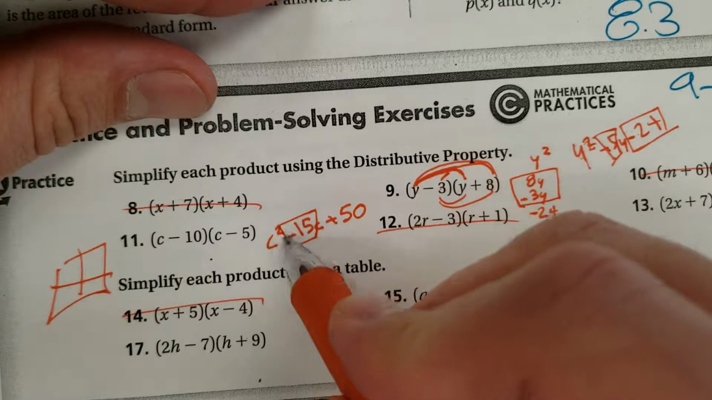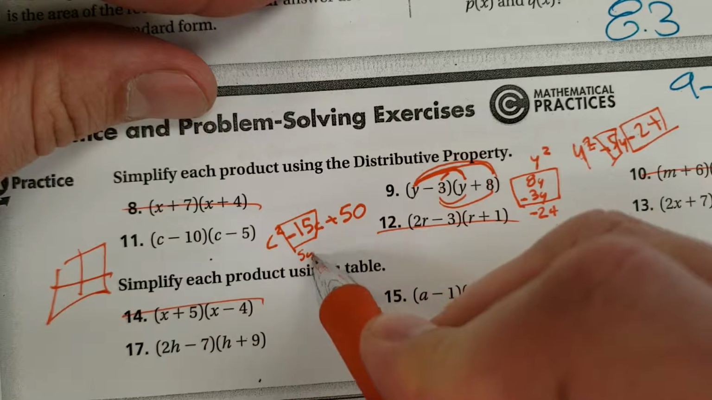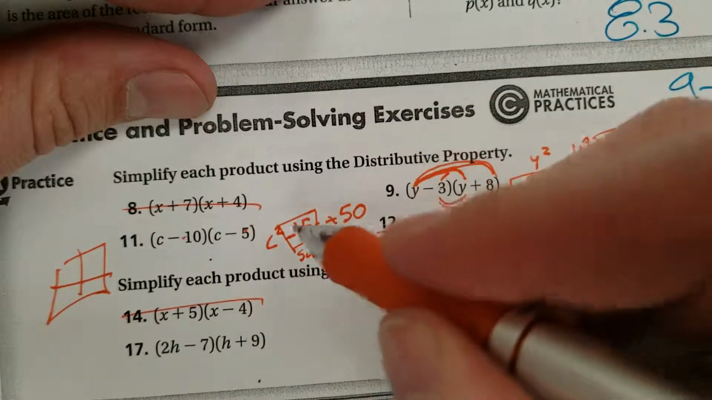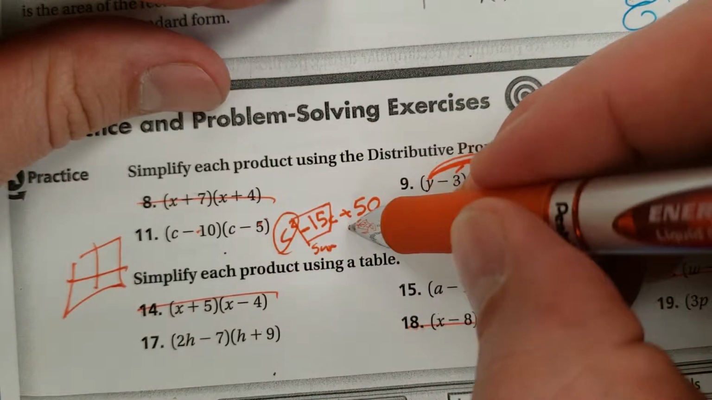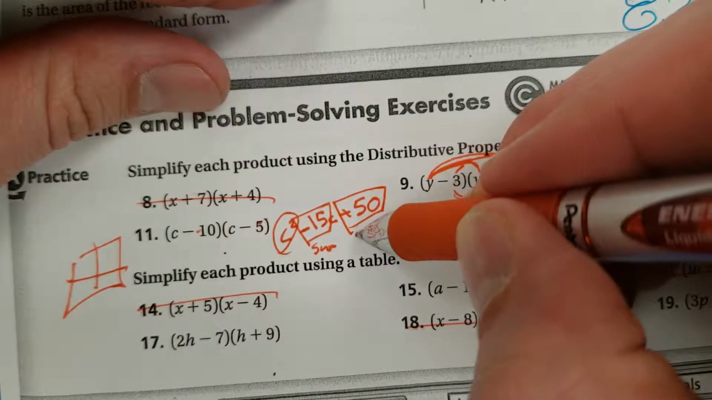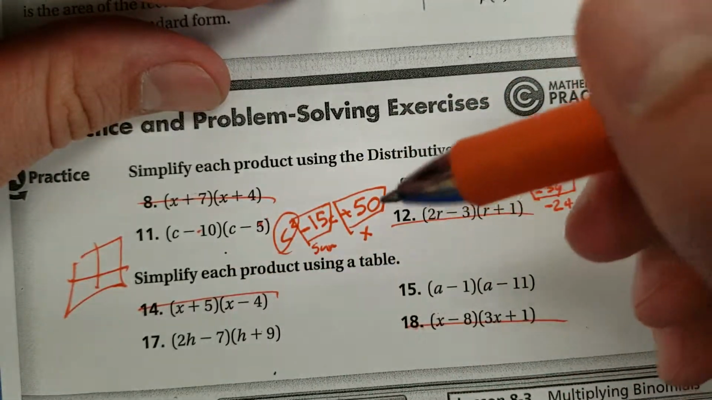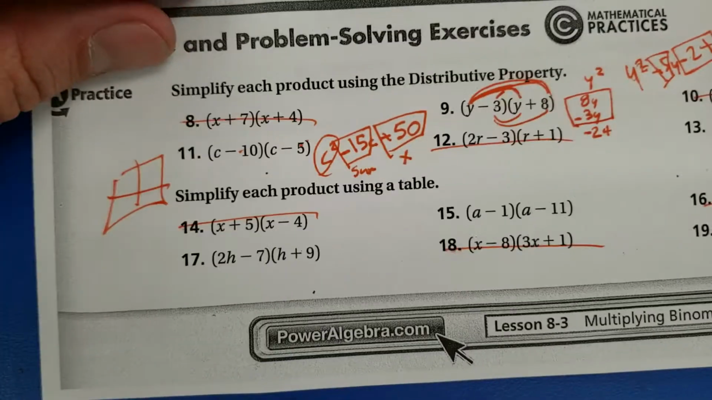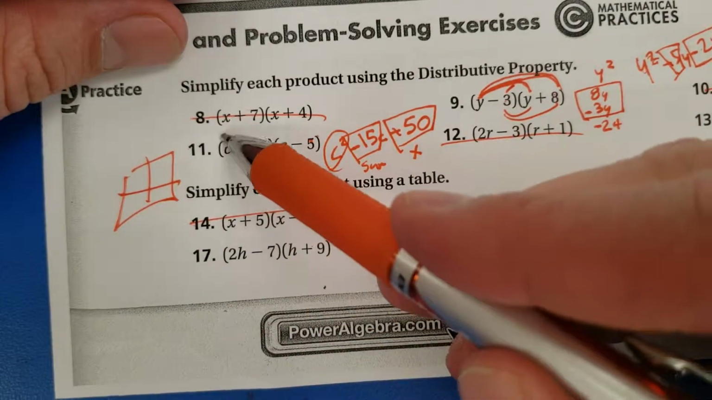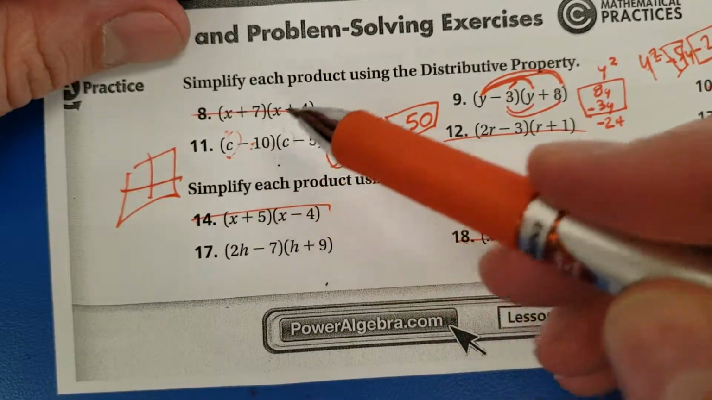This middle number is always going to be the sum of those two numbers. The variable is always going to be the variable squared. And then this number at the end will always be the product of those two numbers. Negative and negative, positive 50, okay? So nice little shortcut there. But that only works when it's just a plain variable, plain number, plain number.